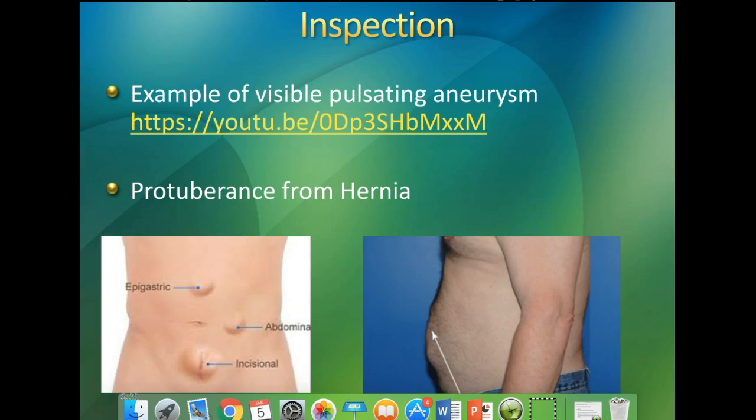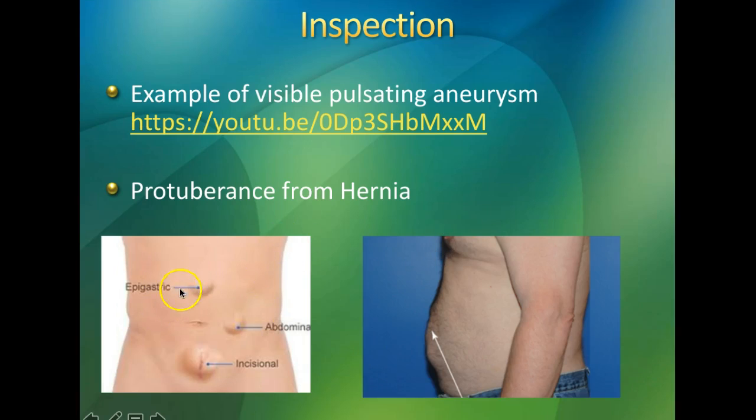The other thing we're looking for is a protuberance from a hernia. And this is an example of a protuberance, an epigastric hernia, abdominal hernia, incisional hernia, where you see these little bumps. This is also considered a protuberance. So these are the things that you want to look for as far as anything sticking out of the abdomen.